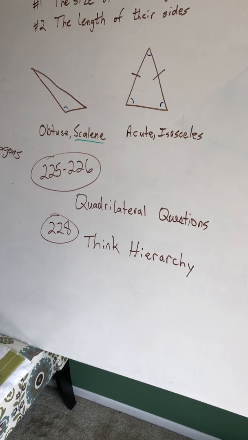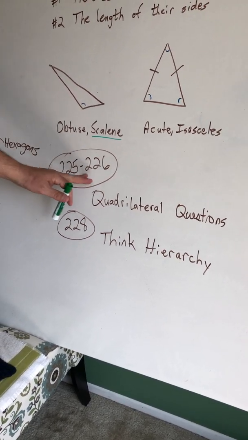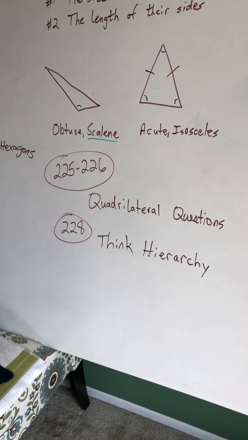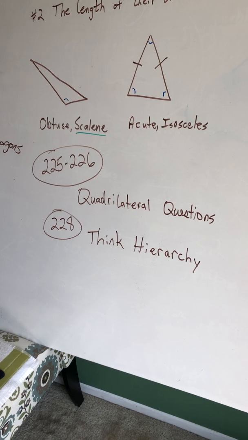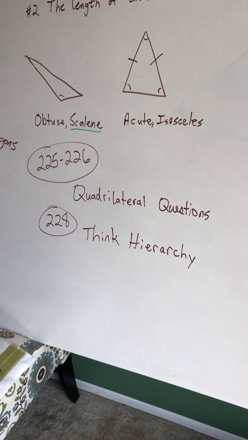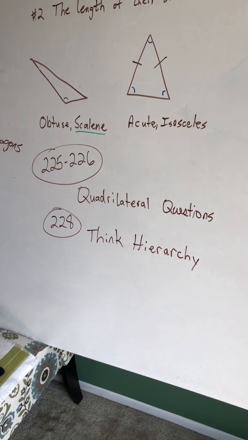Okay. Now, as you go through 225 and 226 in student book, they're just quadrilateral questions, just various questions about quads. And I don't think you'll have a problem with it. I looked at a few of them, and I don't think you'll need specifically my help. I think you'll figure them out.